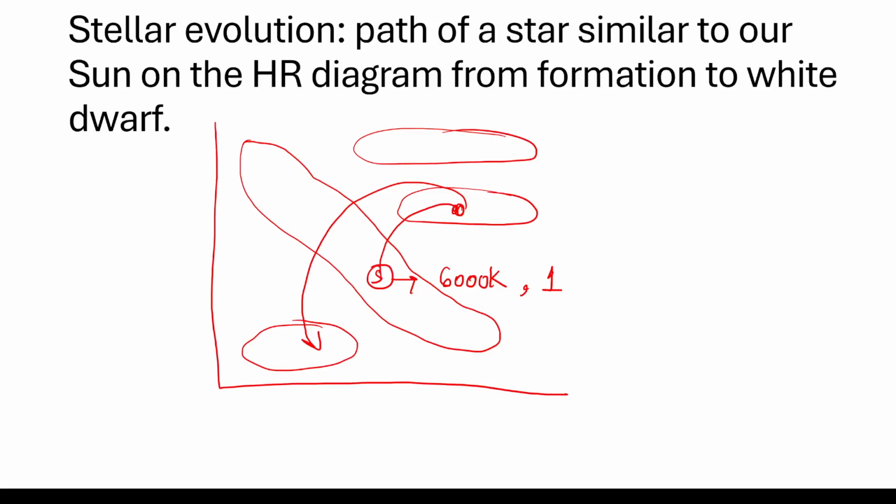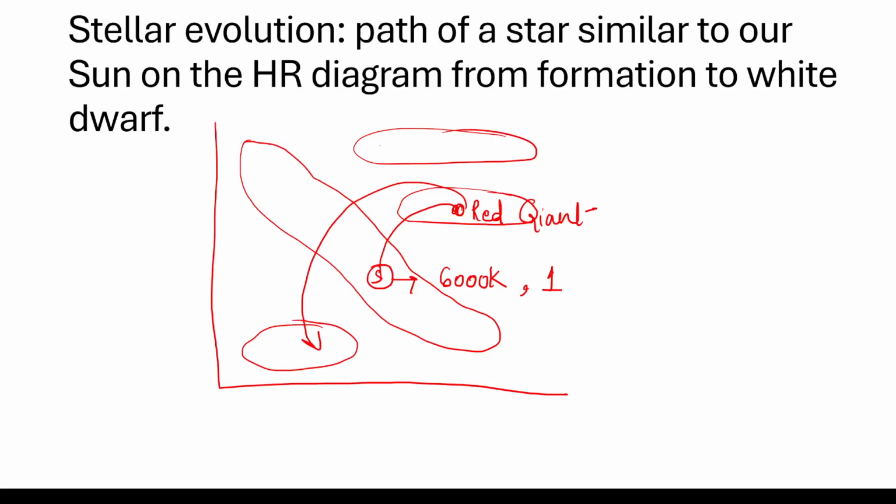And then there will be a slight upward movement in luminosity, because it's going to slowly increase because of the gradual increase in the core temperature. And then it's going to move to the red giant phase. Once all the hydrogen is used up, it's going to move to the red giant phase here. So this is red giant. This is supergiant. We don't need to know this right now.